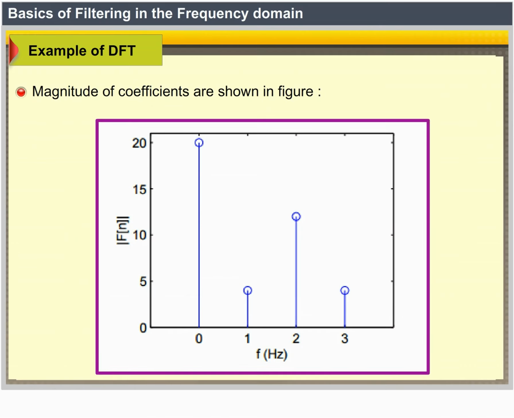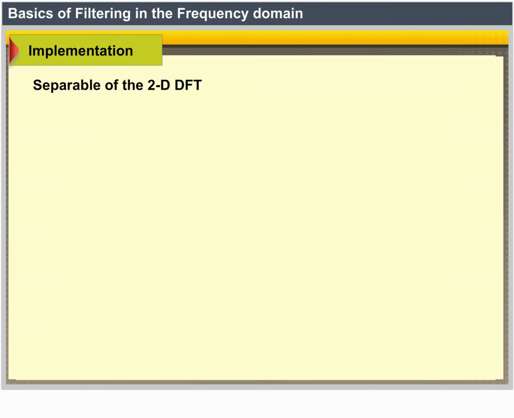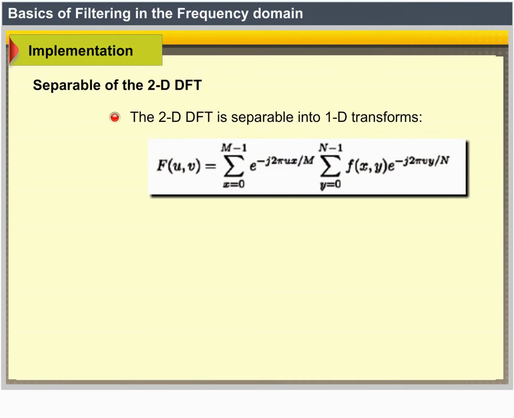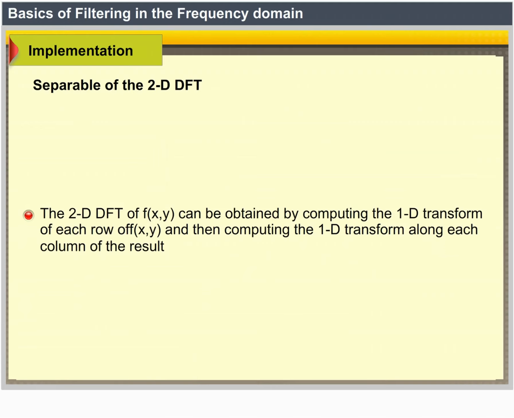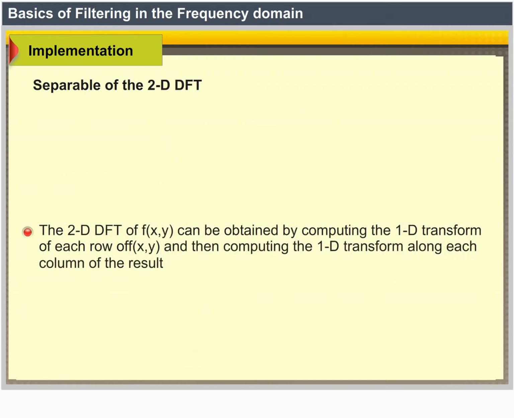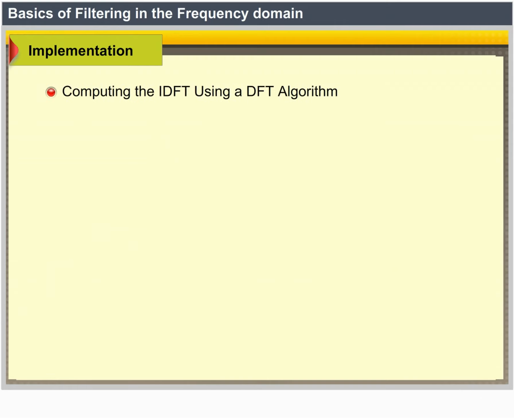Separability of the 2D DFT. The 2D DFT is separable into 1D transforms as per the representation shown on screen. The 2D DFT of f(x,y) can be obtained by computing the 1D transform of each row of f(x,y) and then computing the 1D transform along each column of the result. Computing the IDFT using a DFT algorithm will be as shown on screen.